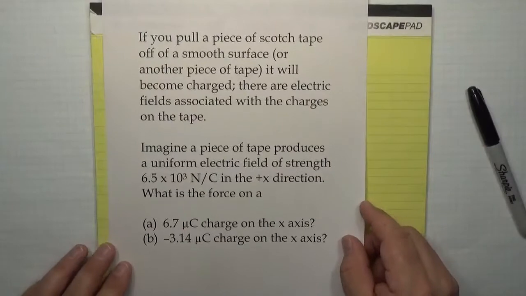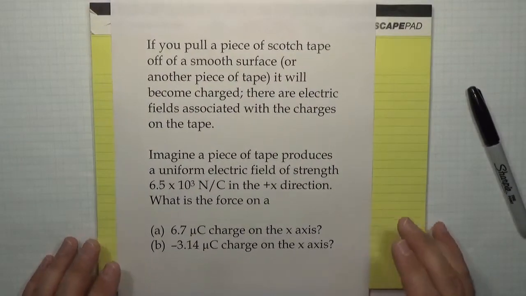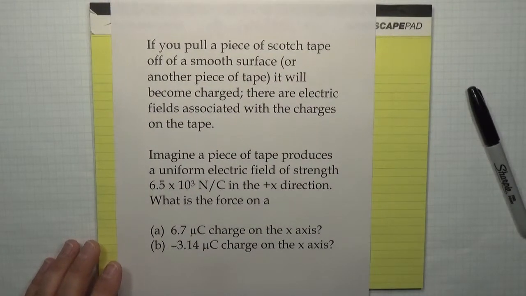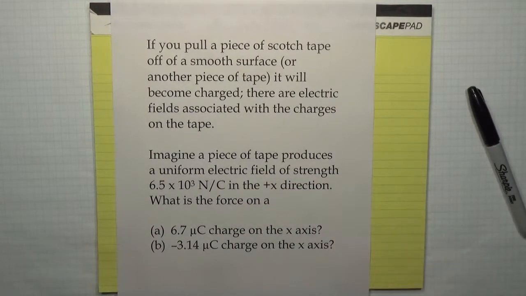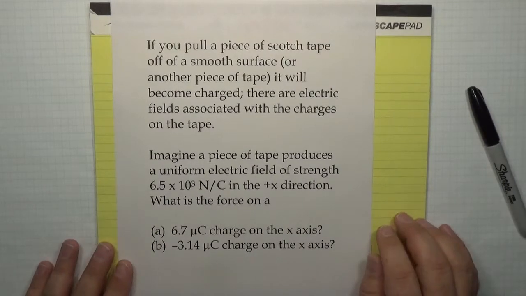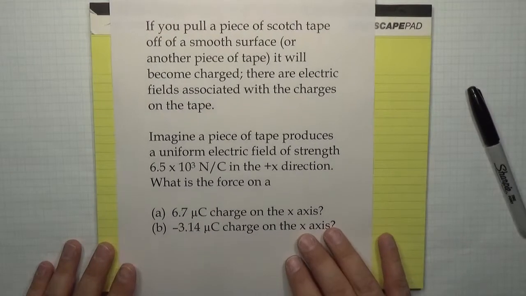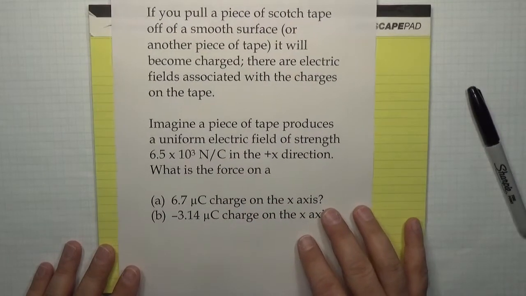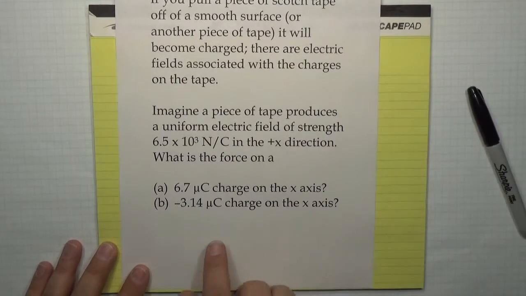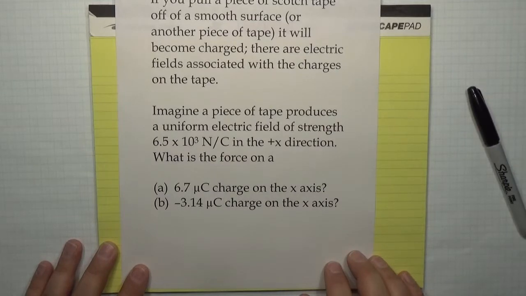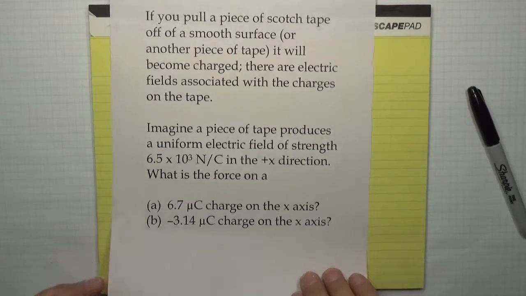So you've probably noticed that if you pull a piece of Scotch tape off of another piece of tape or a smooth surface, it's left with some charge on it. And you can see that because the tape is attractive to other items, just like we did in class with pieces of paper and pith balls and so on. So imagine I take a piece of tape and I charge it, and it produces a uniform electric field of strength 6,500 newtons per coulomb in the plus x direction. And what I want to know is, given that electric field, what is the force that these two charges might feel? Okay, so let's talk about that problem for a minute.